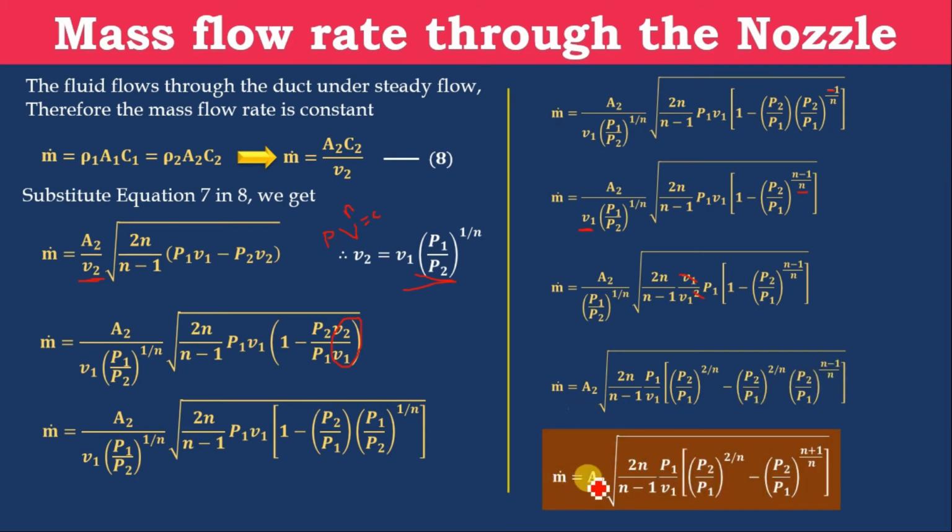So m dot is equal to a2 root of 2n divided by n minus 1 into p1 divided by v1, sorry, p1 divided by v1, take bracket p2 divided by p1 whole power 2 divided by n minus p2 divided by p1 whole power n plus 1 divided by n. Now you can see our mass flow rate depends only on the pressure ratio. If P2 divided by P1 is 0, there is no mass flow rate. This both will get cancelled, becomes 0.